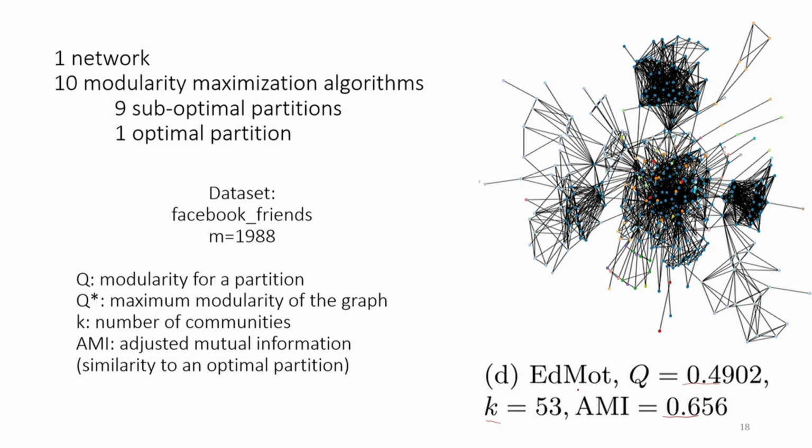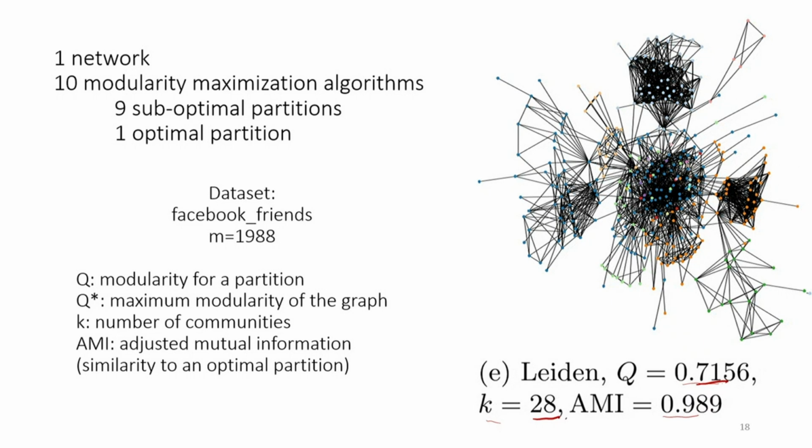Another algorithm, this is just from 2 or 3 years ago, the EdMot algorithm. It uses motifs somewhere in its search for a suitable partition. It gives you a partition with 53 clusters. The value of modularity is this, and this is only 65% similar to an optimal partition. And also just visually, if you eyeball the result, you see that it doesn't make any sense, right? These ones are blue, these ones are also blue, but you can see that there's no direct connection between them.